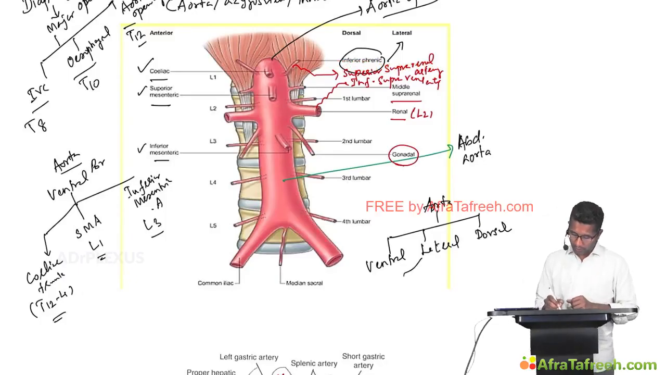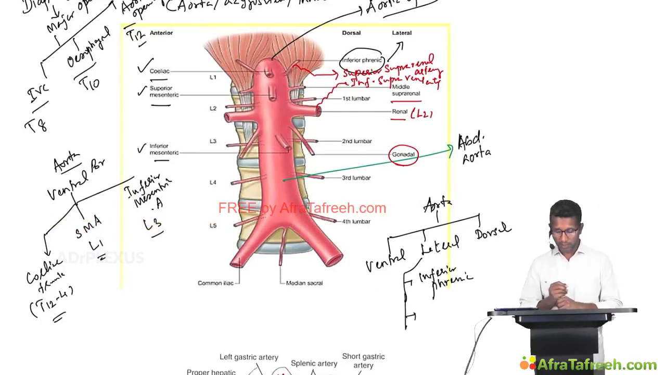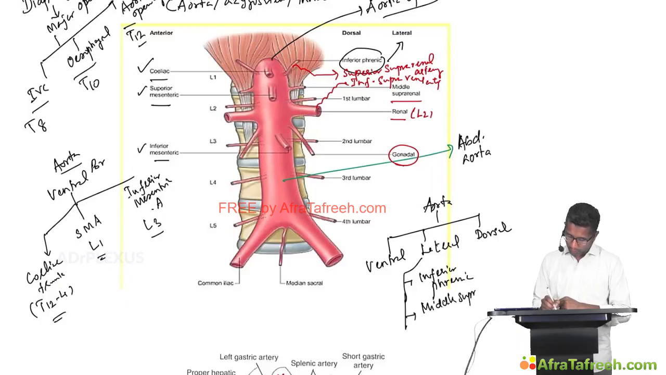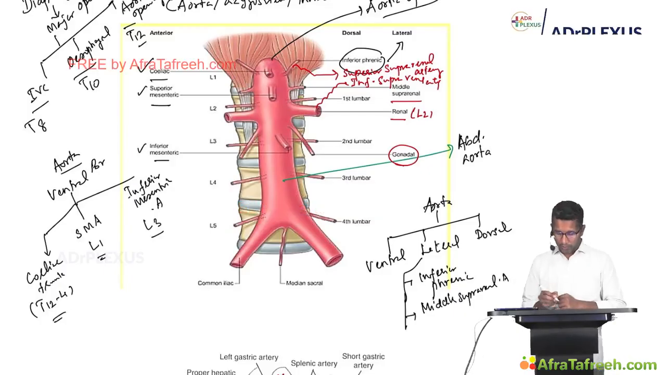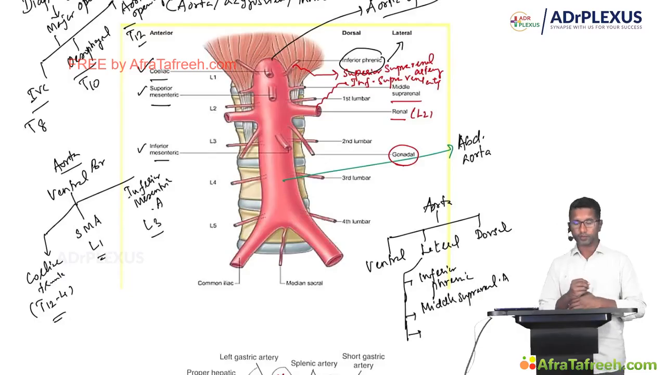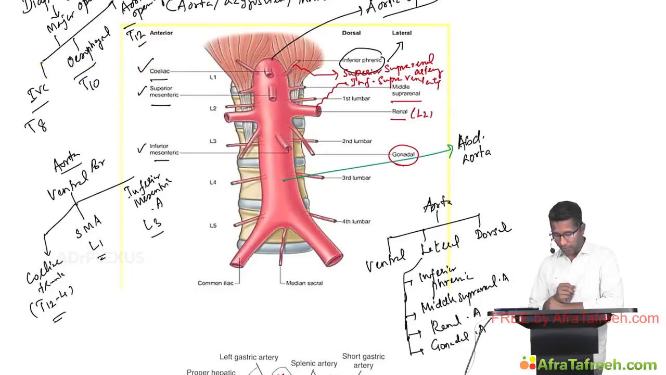So what are all the lateral branches? One is the inferior phrenic artery. The next branch is the middle suprarenal artery. The next branch arising here is the renal artery, and the next branch seen on the lateral side is the gonadal arteries.